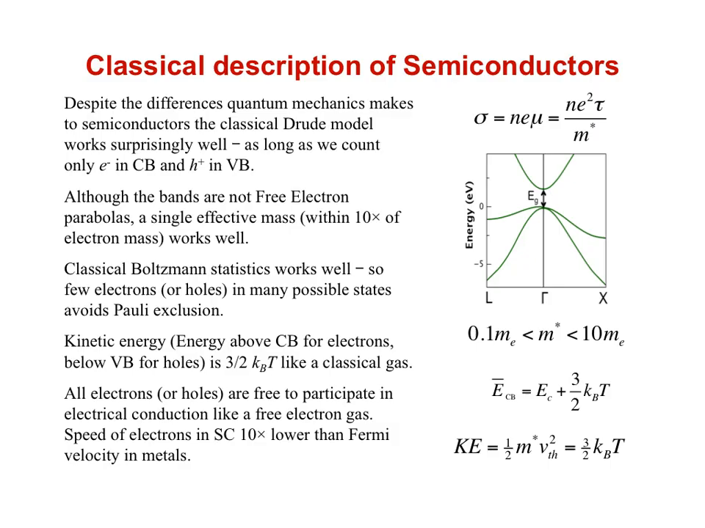Even the kinetic energy, or average energy, of the electrons above the conduction band edge is like that of a classical gas, 3/2 kBT. Because all of these electrons are free to participate in electrical conduction like a free electron gas, we can use this energy to calculate the thermal velocity of electrons, which comes out to be 10 times lower than the Fermi velocity in metals.